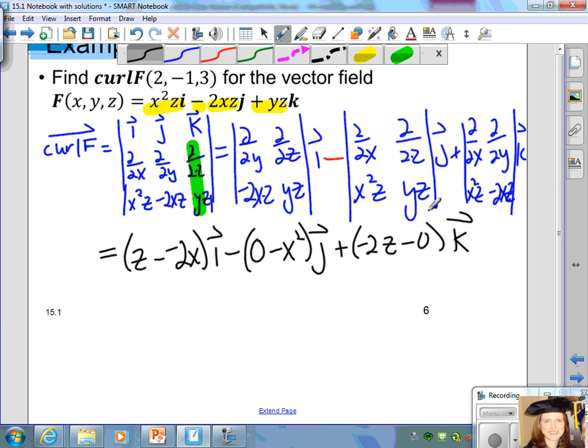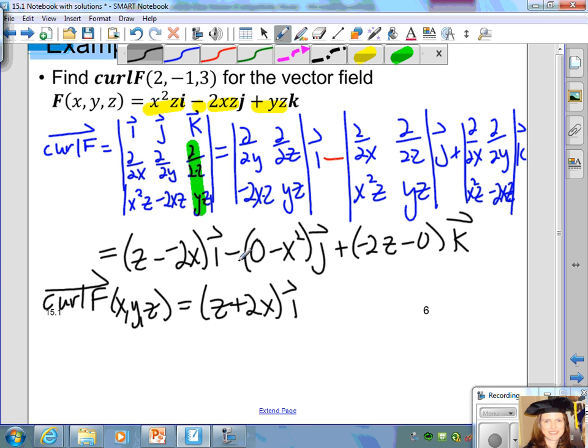When we simplify this, we get the curl of f at any given x, y, z is equal to z plus 2x when we simplify that i. And when we simplify this, we get plus x squared j minus 2z k. So that would be the curl vector function for any point. And we want to evaluate this at our point here, 2, negative 1, 3.